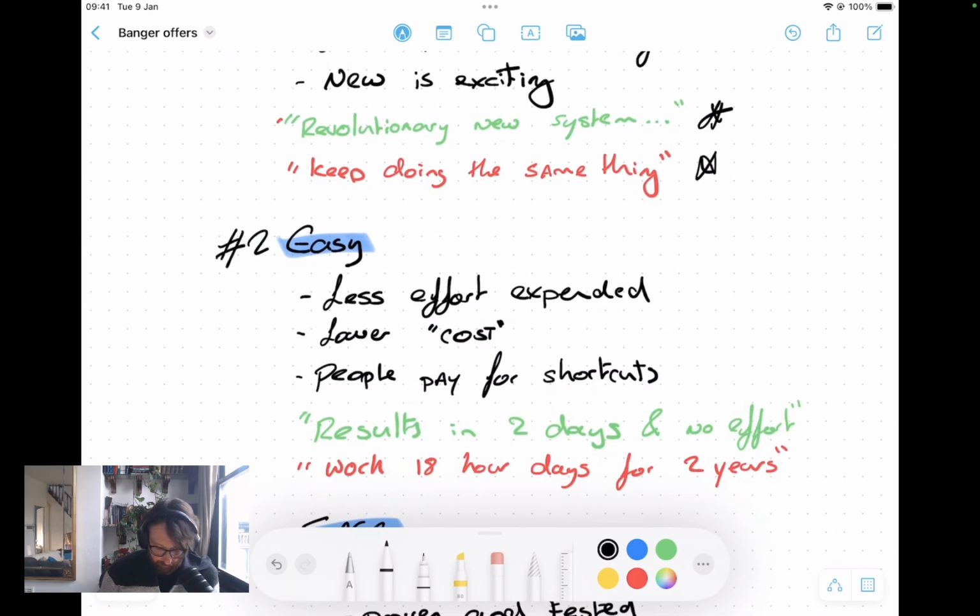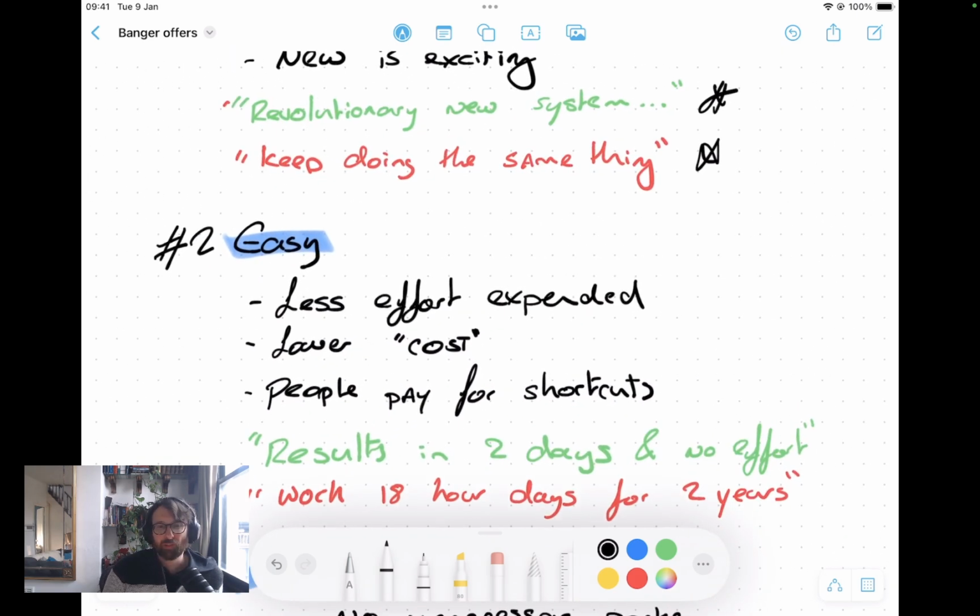Next thing, number 2, is that it's easy. People want results without working hard, essentially. They want to get the same result with less effort expended. If you had 2 options in front of you, and this one was going to take 5 years of 18-hour days, and this one over here was going to take a day of work, and you got the same result, which one are you going to go for? You're going to go for the easy option, right?